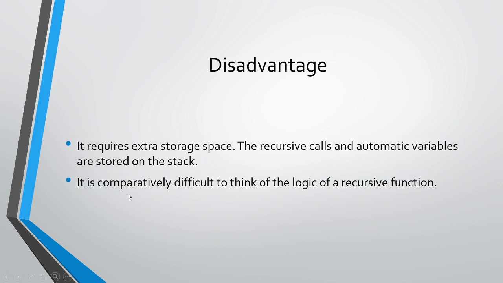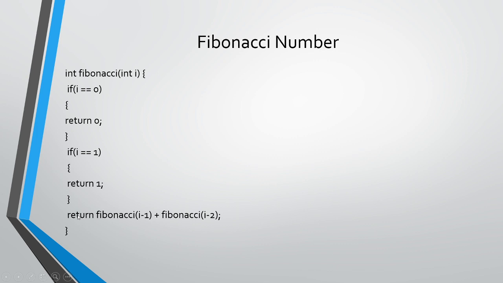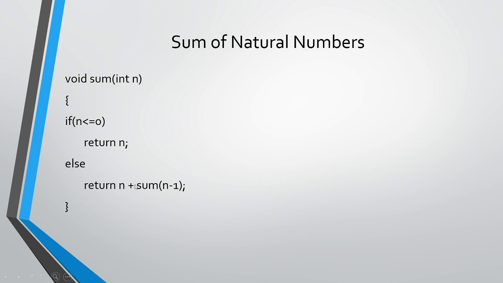So the disadvantage: you require extra storage space. The recursive calls and the automatic variables are stored in the stack. What is the stack? It's just a memory location. We have seen the example, this sum function. I want to perform the sum of 5. The sum of 5 will be calculated at this particular point. The program should stop; you have to wait. The program will be stopped in this position because it is not completed. The program should restart again. That means all the information should be stored somewhere. So it will be stored in the memory. That memory is called stack.